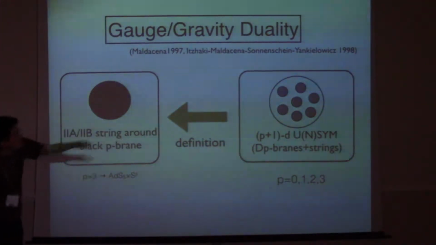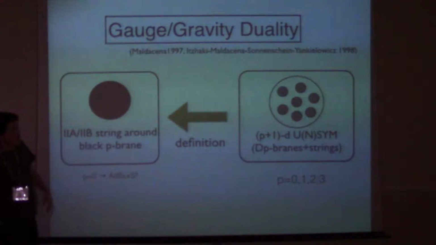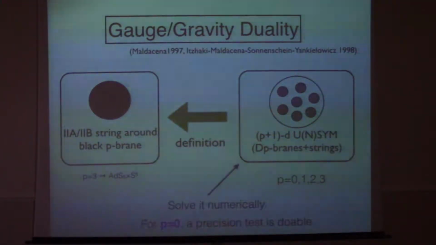And a p plus 1 dimensional theory should be dual to a black p-brane. The p equals 3 case is the same as AdS5 times S5. The original AdS/CFT correspondence is the p equals 3 case, but they claim that smaller p is also fine. And numerically, p equals 0 is easiest, and we can actually do very precise tests.